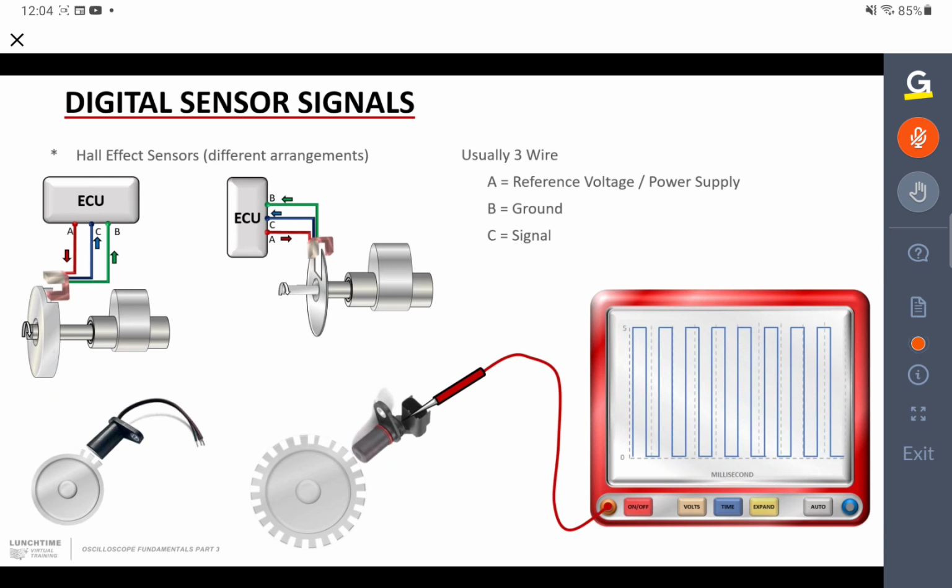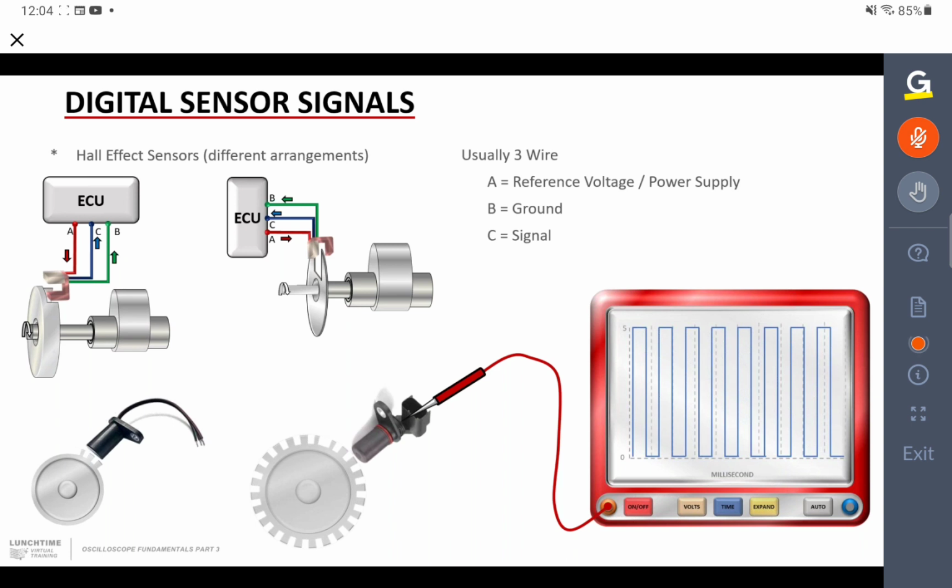As far as I'm aware, all types of Hall effect sensors have 3 wires, 3 connections. We have a reference voltage or power supply, a ground connection, and a signal wire. On nearly every system you'll come across with Hall effect, all 3 will connect back to the control computer, which I'll just call an ECU, electronic control unit. Using the positive test probe of the oscilloscope, we can pick up the signal, the power supply or reference voltage, and any problems we might have with the ground connection as well.